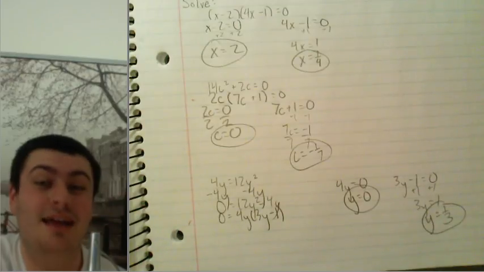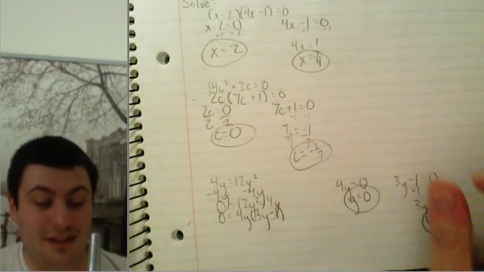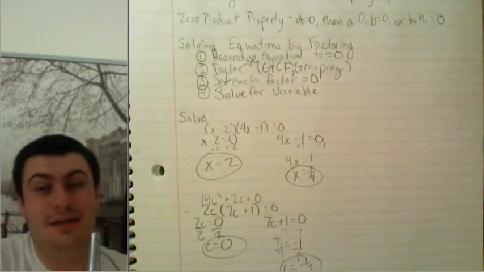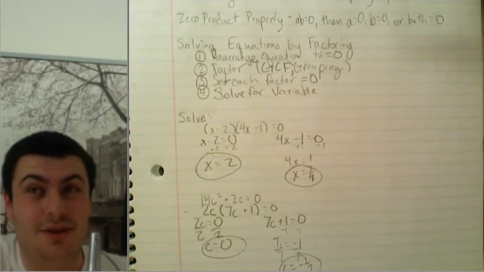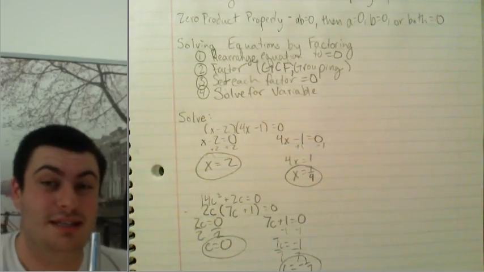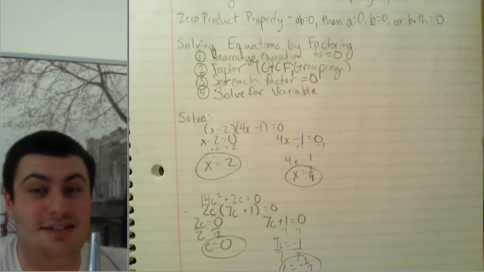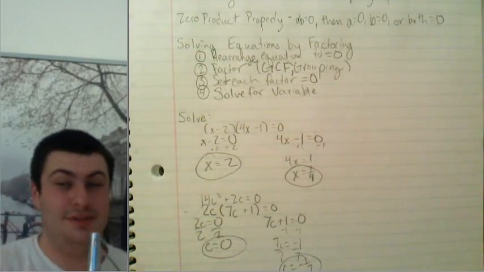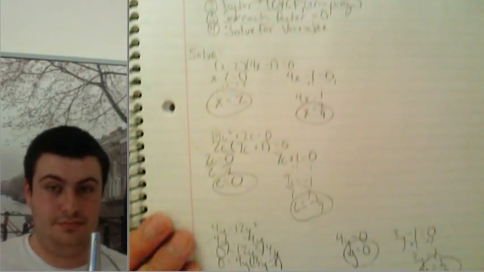Fractions are okay, and we need to remember we follow these 4 steps. We need to rearrange the equation to equal 0. We need to factor using the greatest common factor or grouping, whichever the case. We need to set each factor equal to 0, and then once we do that, we solve for the variable.